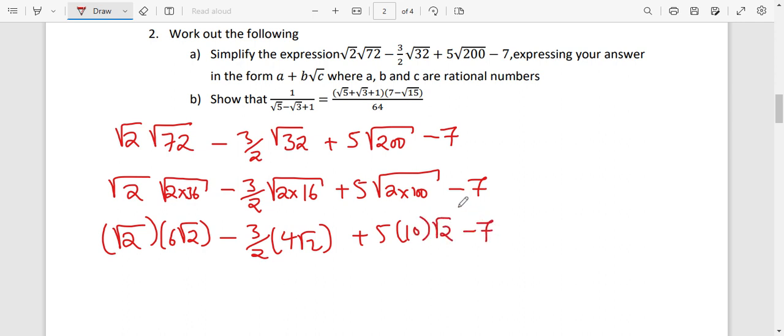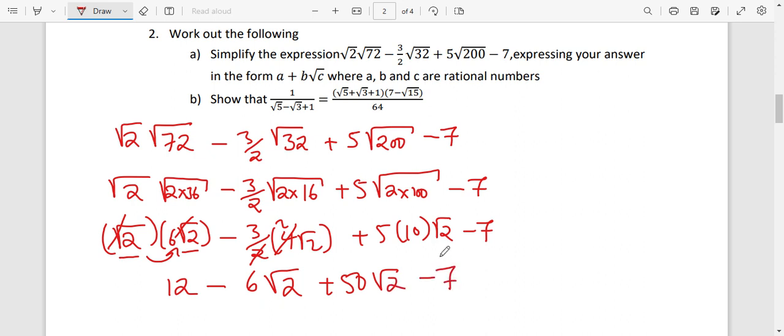minus 7. So here we're going to have this square root of 2 multiplied with this square root of 2. That will just give us a 2. So square root of 2 times square root of 2 is a 2. That 2 multiplies by this 6, that will give us a 12. Then minus 2 can go into 4 2 times. 2 times 3, that is going to give us a 6. Then square root of 2. 5 times 10, it is going to be 50, and then square root of 2, then minus 7, right?